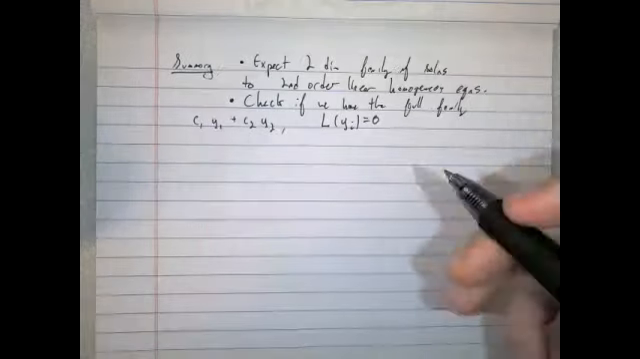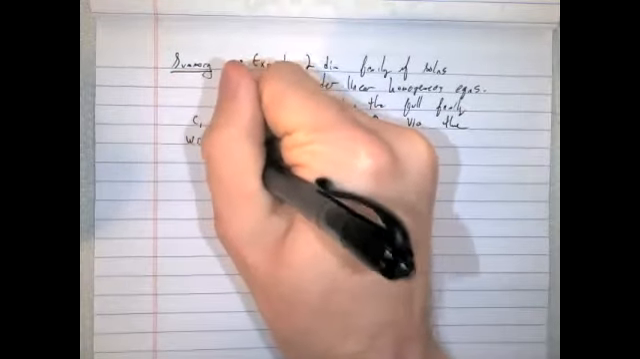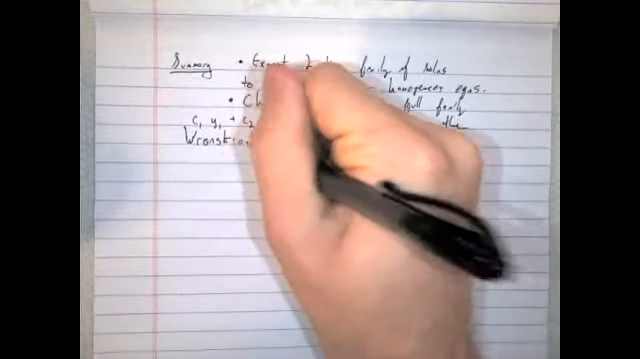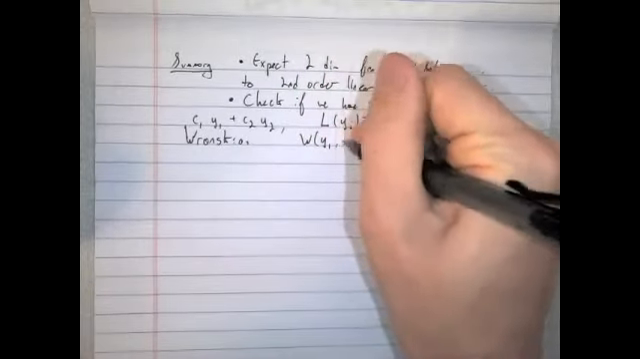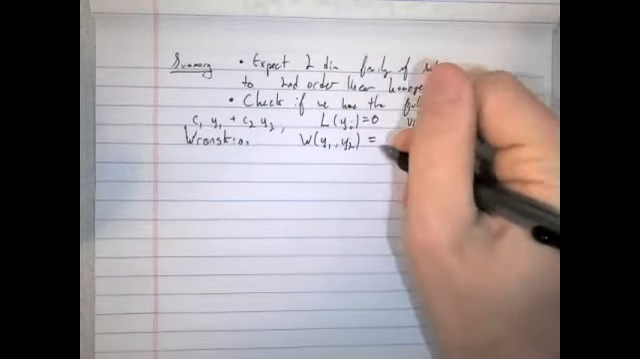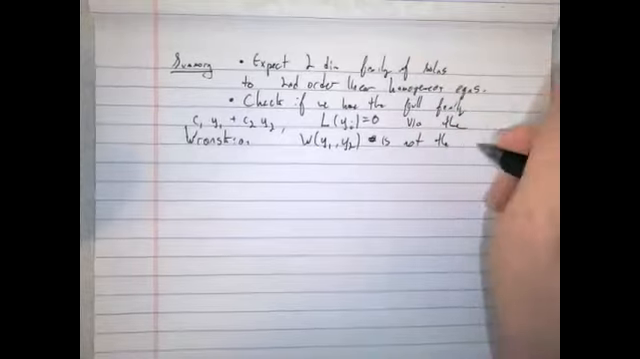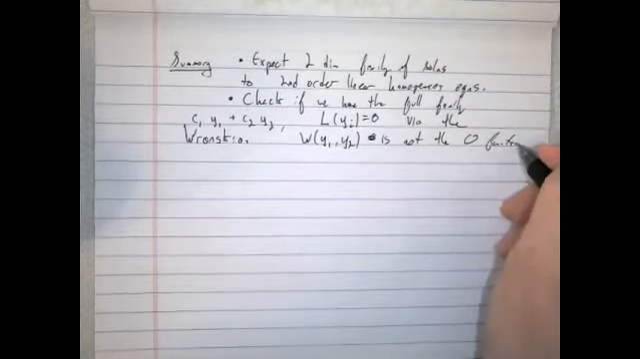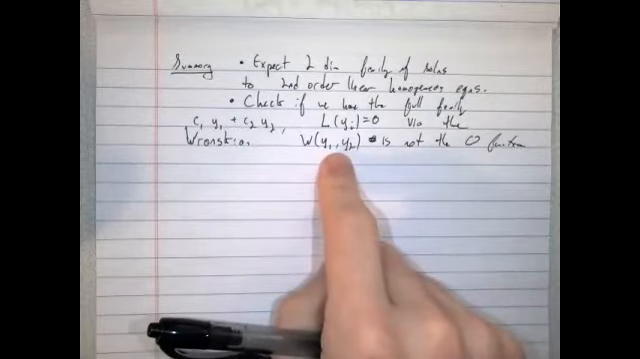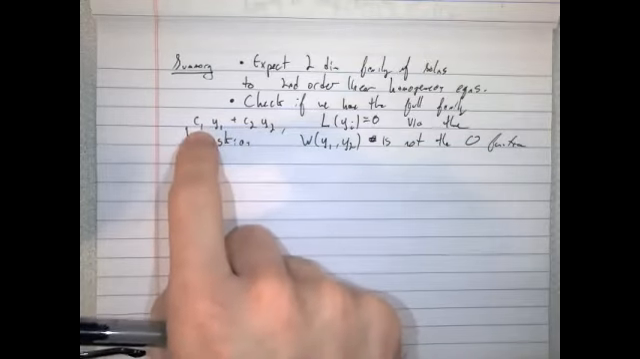Yes, via the Wronskian. Namely, W of y1, y2 not being the zero function. So as long as the Wronskian is not the zero function, then you have the full family written out this way. Any solution to any IVP can be written as C1 y1 plus C2 y2 for some choice of constants, for your pair of solutions y1 and y2.